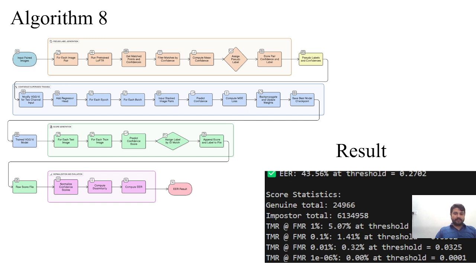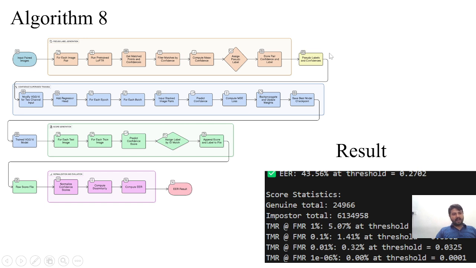In algorithm 7, I again utilized the pre-trained version of LoFTR. Firstly, for each image pair, I run LoFTR, get the matching points, filter them based on the confidence, compute the mean confidence, and assign a pseudo label based on the confidence. If the confidence is greater than 0.9, I set the label to 1, otherwise 0. This is called pseudo labeling.